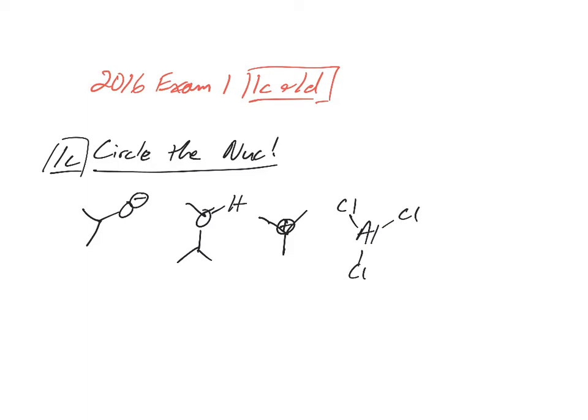All right, taking a look at 1C from the 2016 exam 1. So 1C asks for us to circle the nucleophile. So basically this is a question asking, do you know what the definition of a nucleophile is? So are nucleophiles electron rich or electron deficient? They're electron rich, so you're going to want to find the best nucleophile here. That one has a negative charge. That's the most electron rich, it's the most reactive nucleophile. So that's the nucleophile. And everybody else is electrophiles, actually.